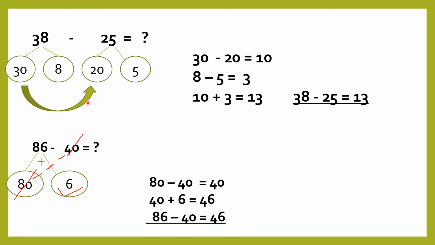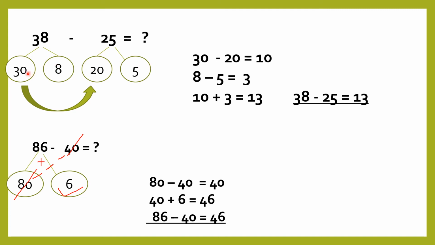Let's check out the breaking method. I have 38 minus 25. Here I have broken both the numbers. It's completely up to you whether you want to break both the numbers or only the bigger number. I have broken both the numbers 38 and 25. 38 is broken into two numbers 30 and 8, and 25 is broken into two numbers 20 and 5.